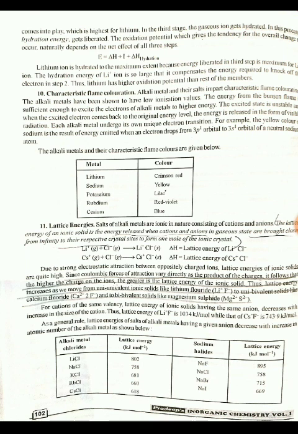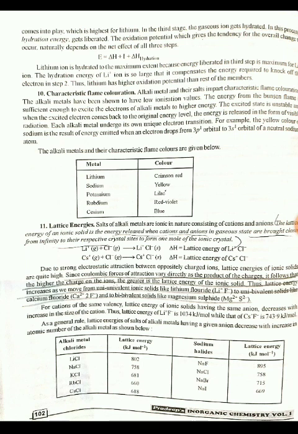Li+ plus Cl- gives Li+Cl-. Delta H is equal to the lattice energy of Li+Cl-. Cs+ plus Cl- gives Cs+Cl-. Delta H is equal to the lattice energy of cesium chloride, Cs+Cl-. Due to strong electrostatic attraction between oppositely charged ions, lattice energies of ionic solids are quite high.